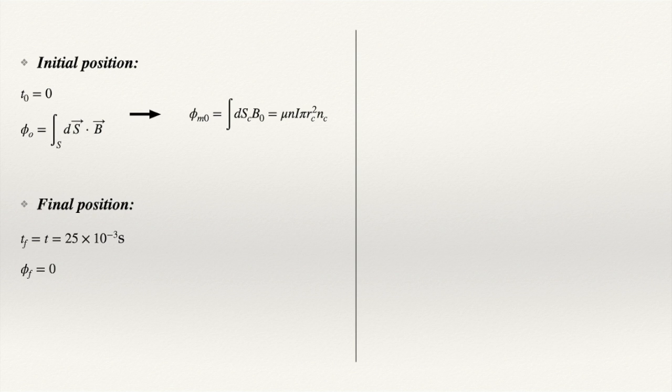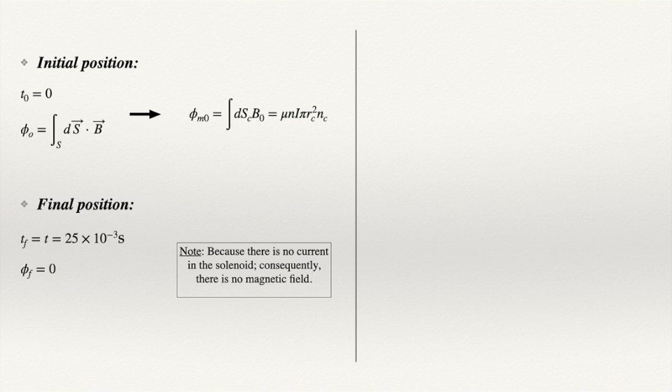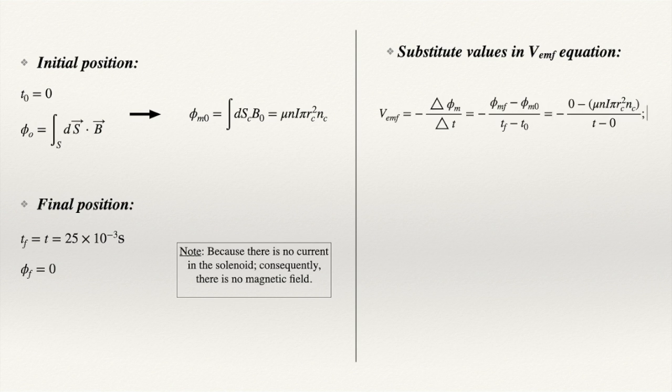In the final position, time equals 25 times 10 to the minus 3 seconds. But the flux is 0 due to the change in current. The statement tells us the current at the end of the solenoid is null. We then substitute values in the initial EMF equation and end up having it is equal to 75 millivolts.